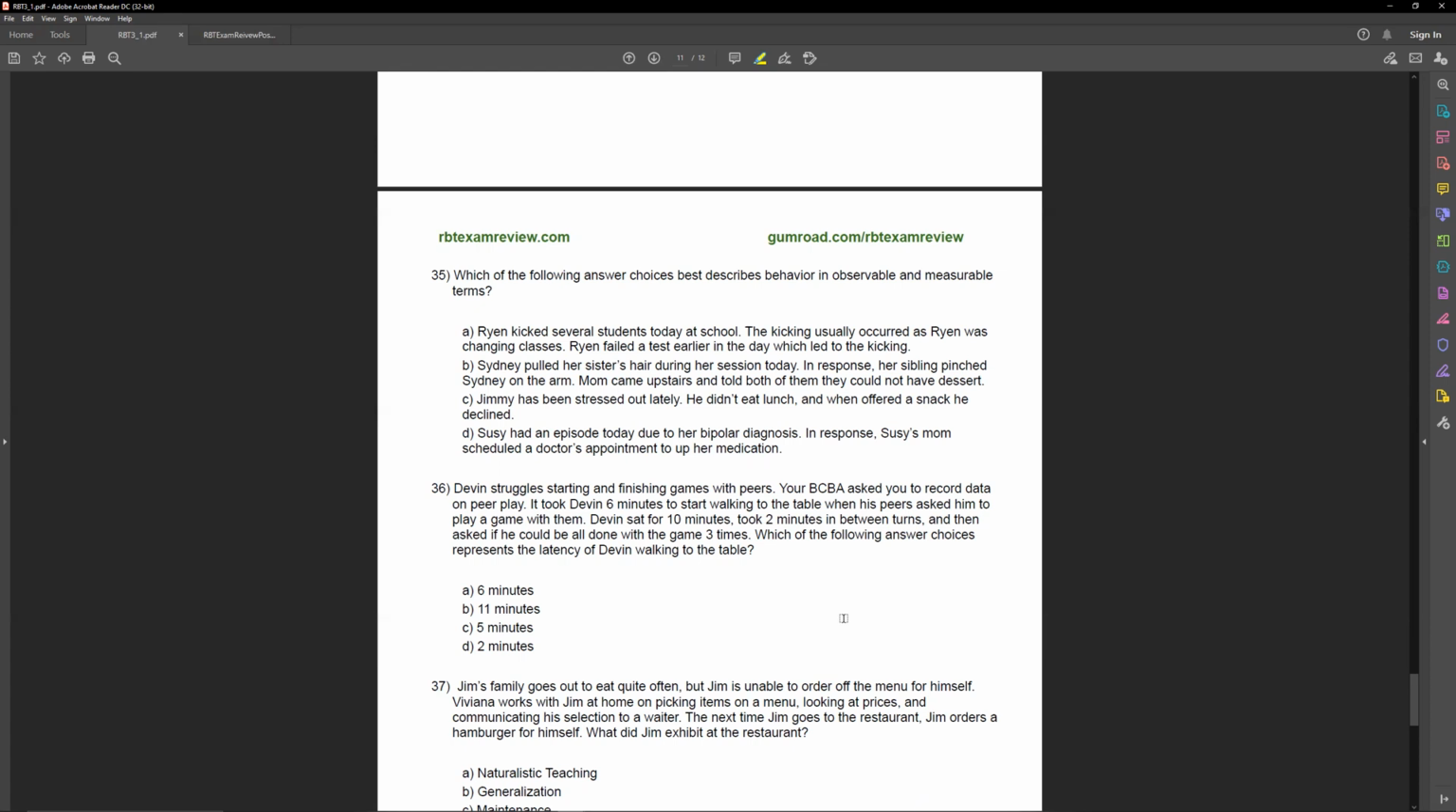C, Jimmy has been stressed out lately. Red flag, right? Why? Because we don't observe, we don't measure stress. They can report it to us, but how are we going to observe it and measure it constantly? How do we know it's true? How do we know that something else is going on? So immediately C should set up a red flag in your head. C is out.